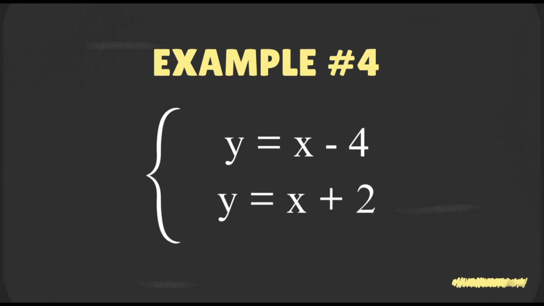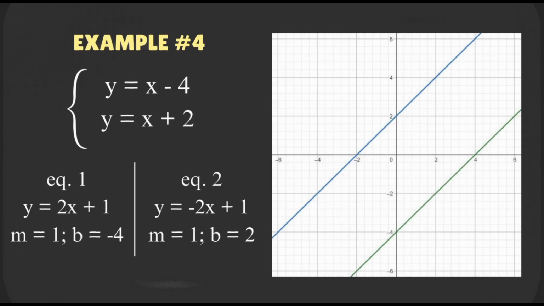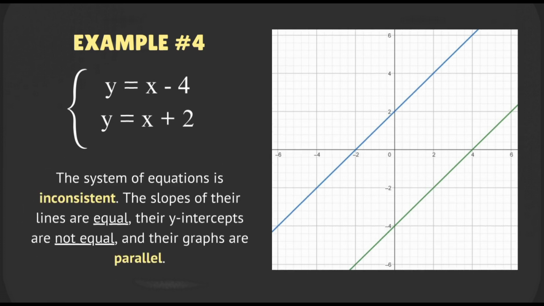So in our equation number 1, our m is 1 and b is negative 4. While in equation 2, m is 1 and b is 2. And it will give us this graph. Therefore, the system of equations is inconsistent. The slopes of their lines are equal, their y-intercepts are not equal, and their graphs are parallel.